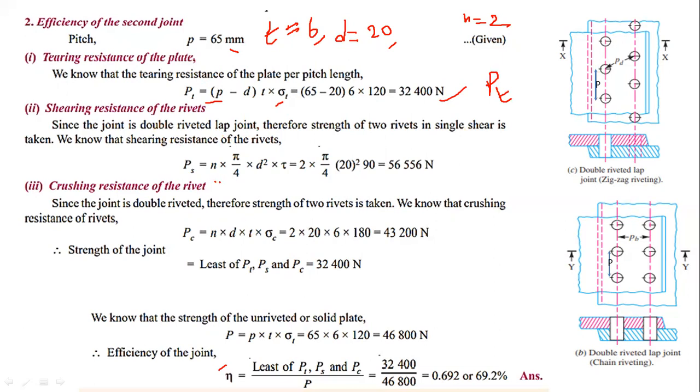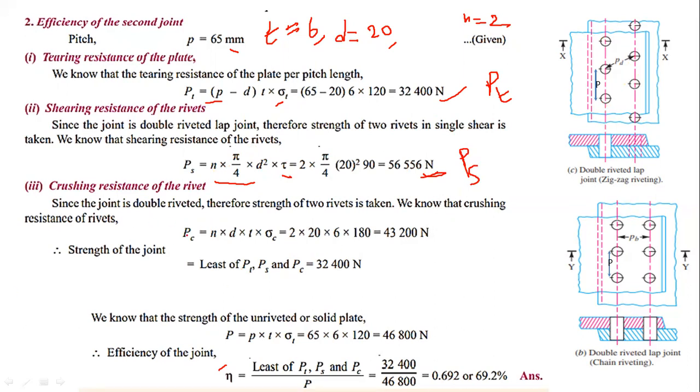And the second one is the shearing strength: number of rivets per pitch into pi by 4 D square into tau. Pi by 4 D square is the shearing area and tau is the shear stress. Here n equal to 2 for the number of rows, as there are 2 rows. For a single riveted lap joint, n equal to 1. So this is the value of shearing strength, Ps.